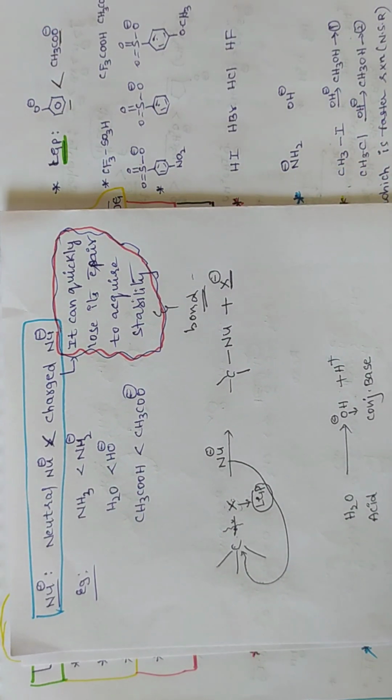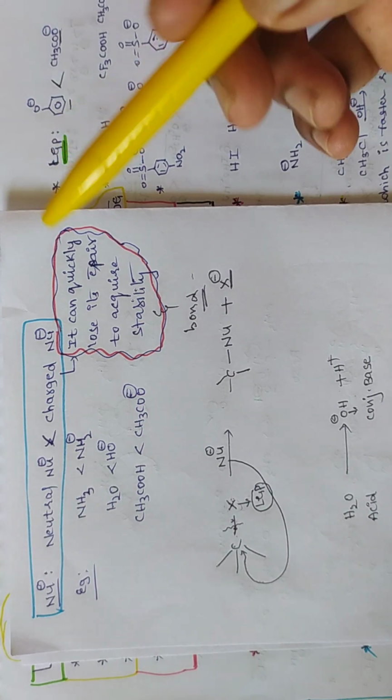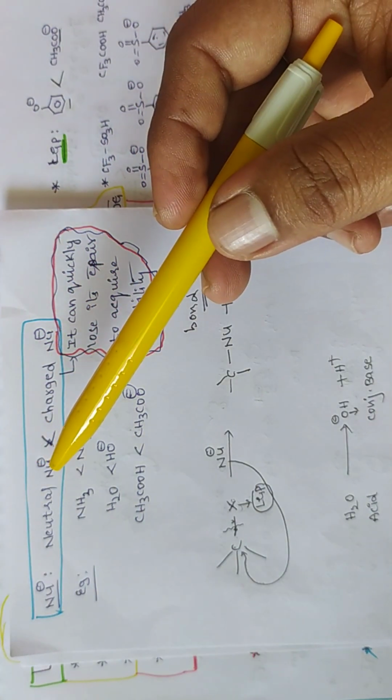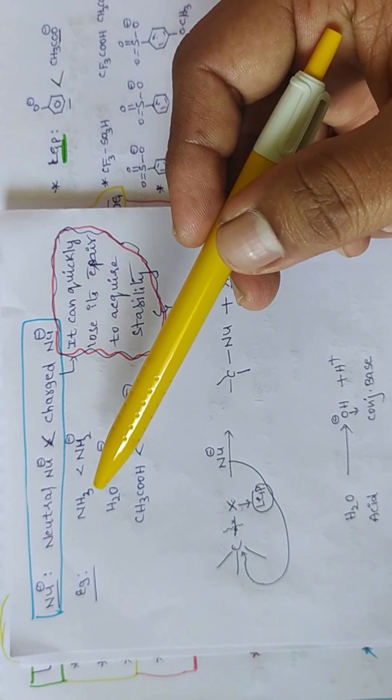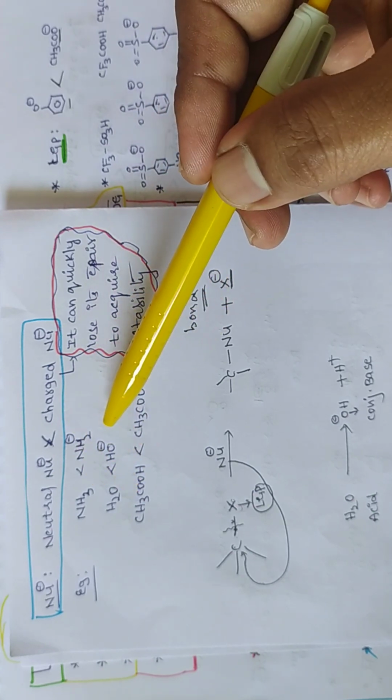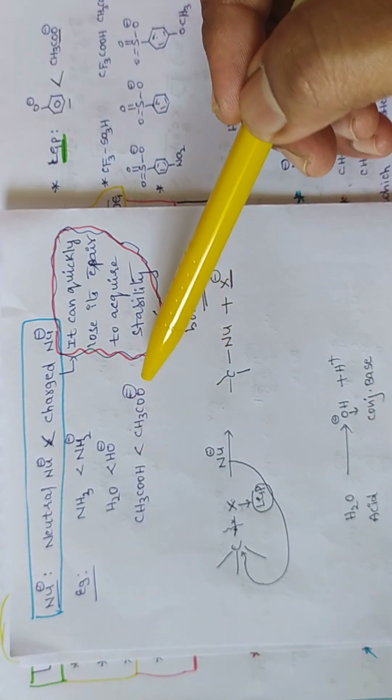Next, which nucleophile is the better nucleophile? A charged nucleophile is better than its neutral species. For example, ammonia has the amide ion as its charged species. Water has the hydroxide ion. Acetic acid has the acetate ion.